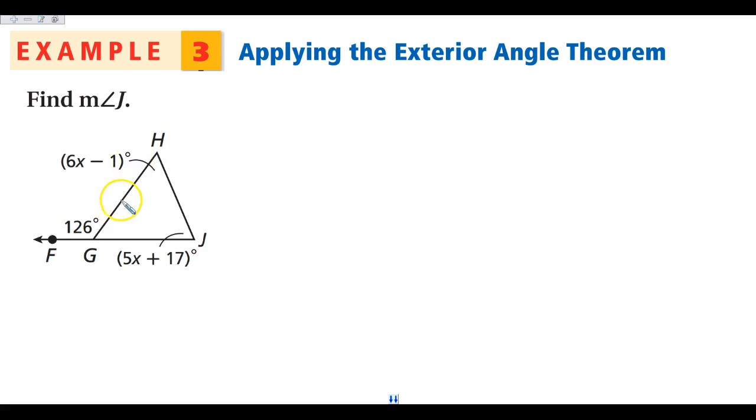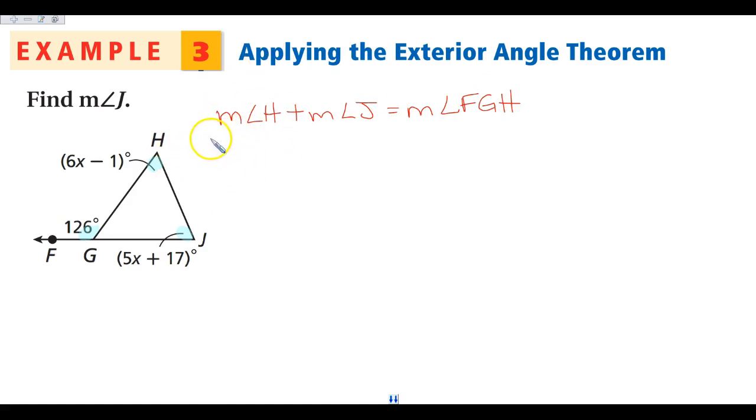All right, so I have 126 as my exterior angle, and these two angles here are my angles that do not touch my 126. So what's going to happen is my two remote interior angles, H and J, are going to add: the measure of angle H plus the measure of angle J. Those two are going to equal the measure of angle FGH. So what we're going to do here is just plug in what we know.